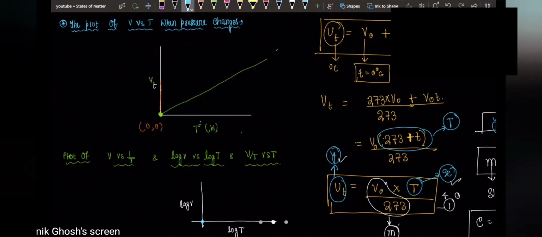Pressure. That is what we are finding out, right? So, when the pressure is constant, at that moment, what is the relation between volume and temperature? This is called Charles law.